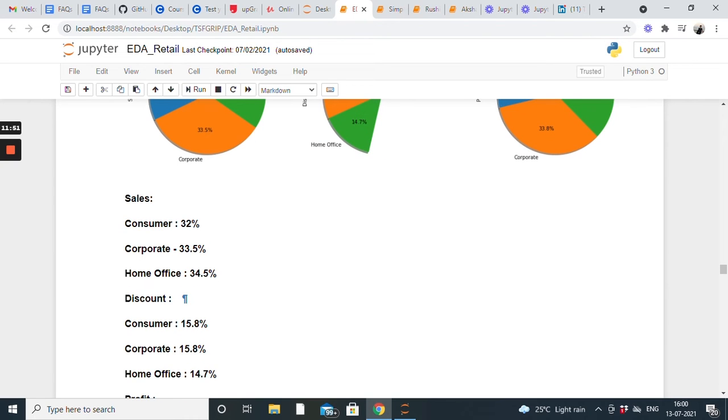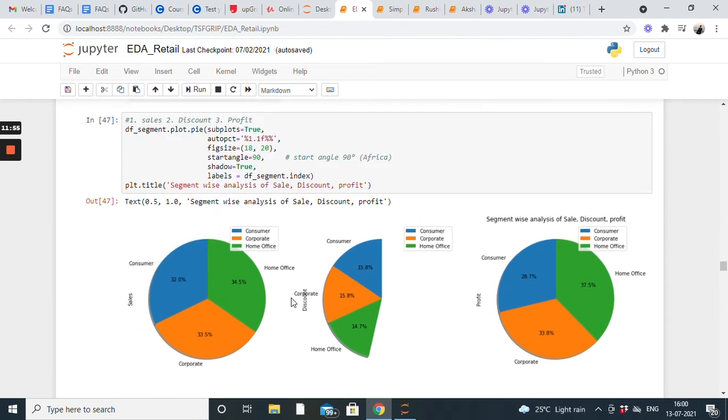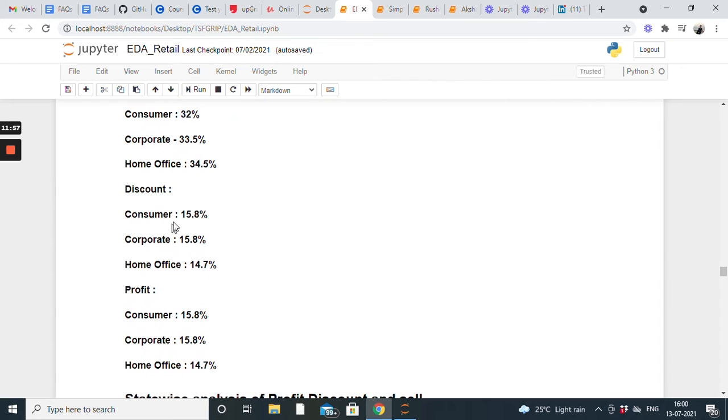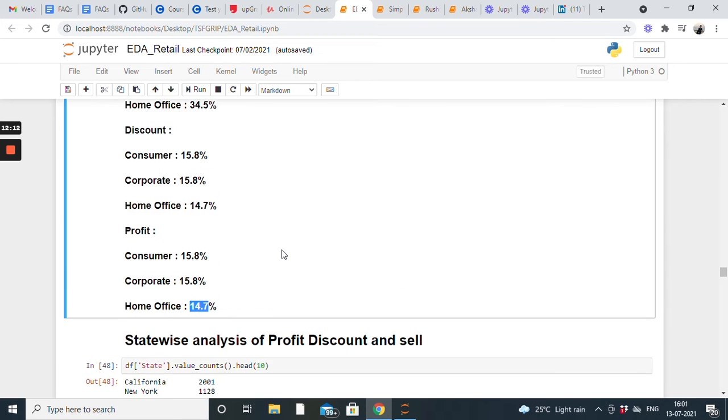Okay, and discount, we can go with the discount also. Discount for consumer is 15.8, corporate 15.8 and home office 14.7. Profit for the consumer segment is 15.8, for corporate 15.8, and for home office 14.7.